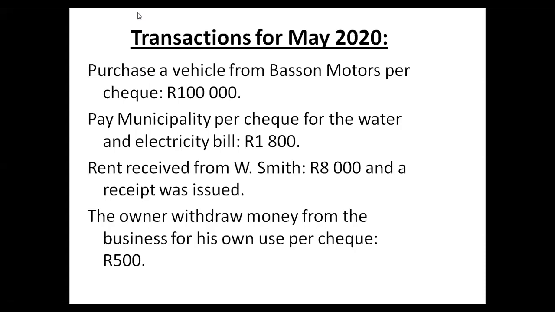Right, so let's see how did you do. Let's start with the first one that is saying purchase a vehicle from Bason Motors per check, R1,000. So first of all, you decide who are the two friends, right? It's going to be vehicles and bank. Remember your amount is going to be 100,000. I'm just going to move to the next slide.